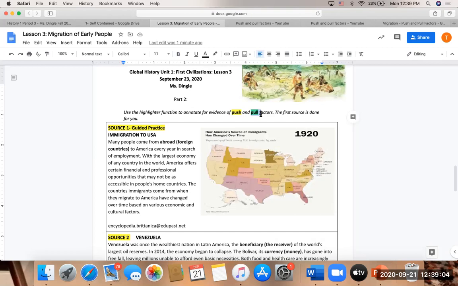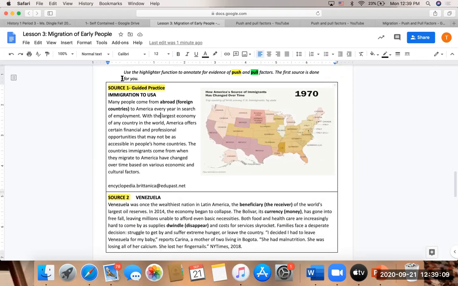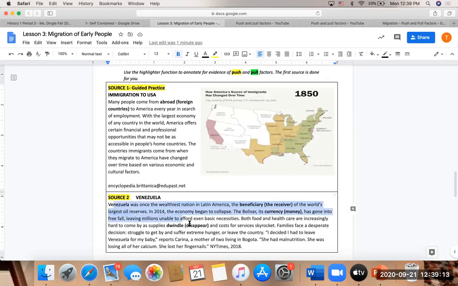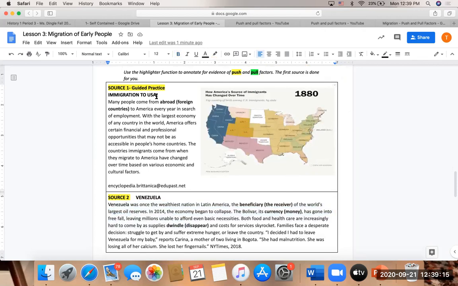All right, so let's do the first one together so we get a sense of what's expected. Source 1 is guided practice. I will do this together and then you will take the Venezuela text. All right, so let's go.